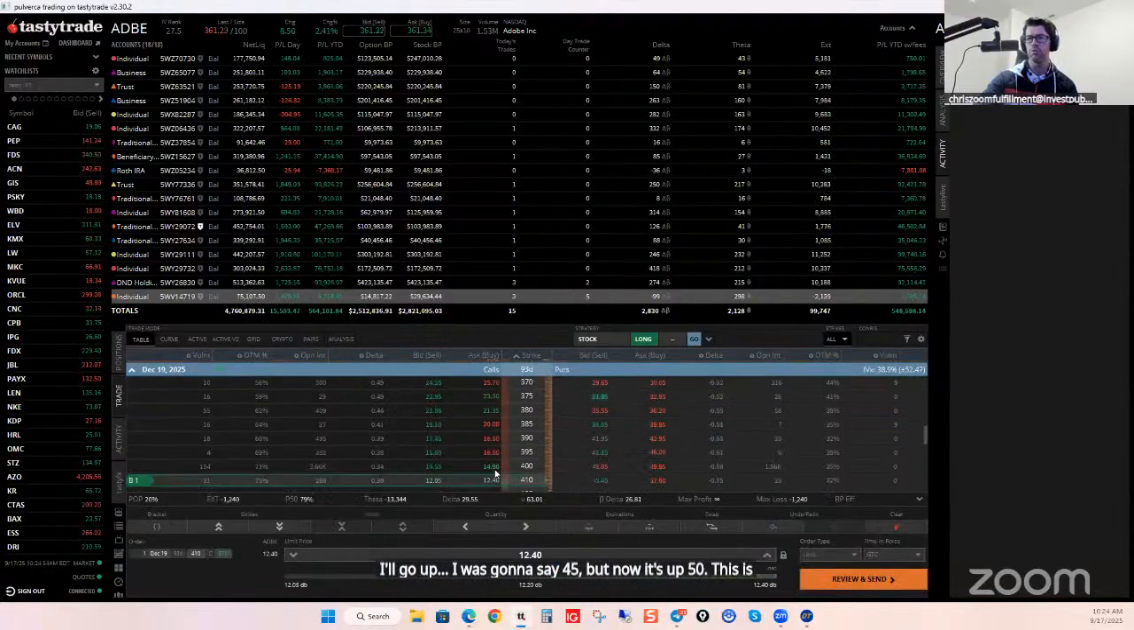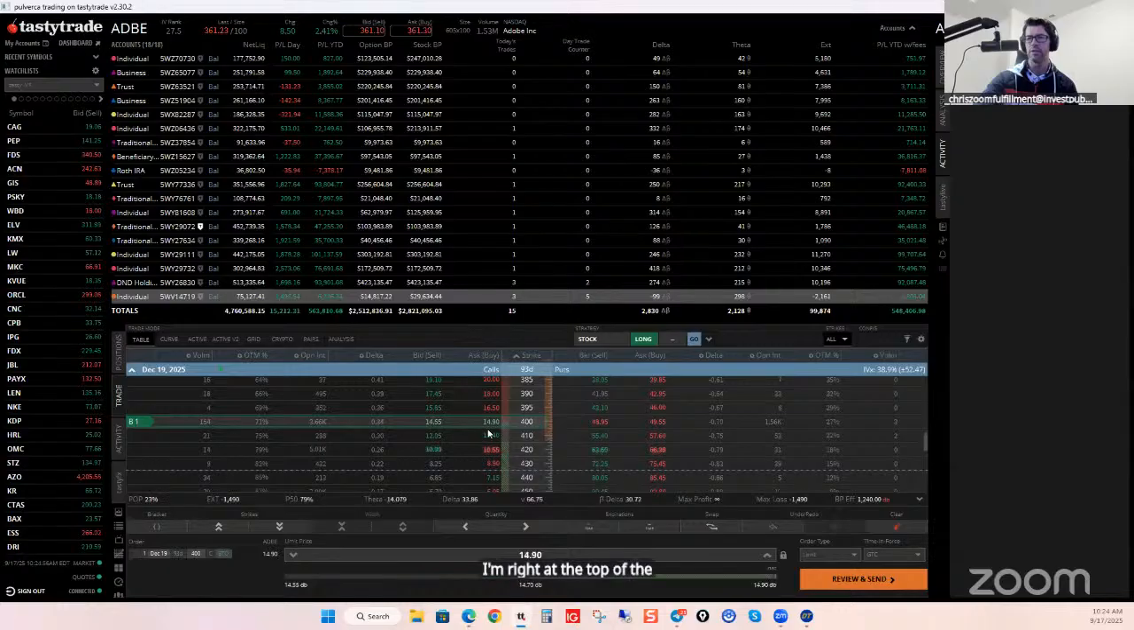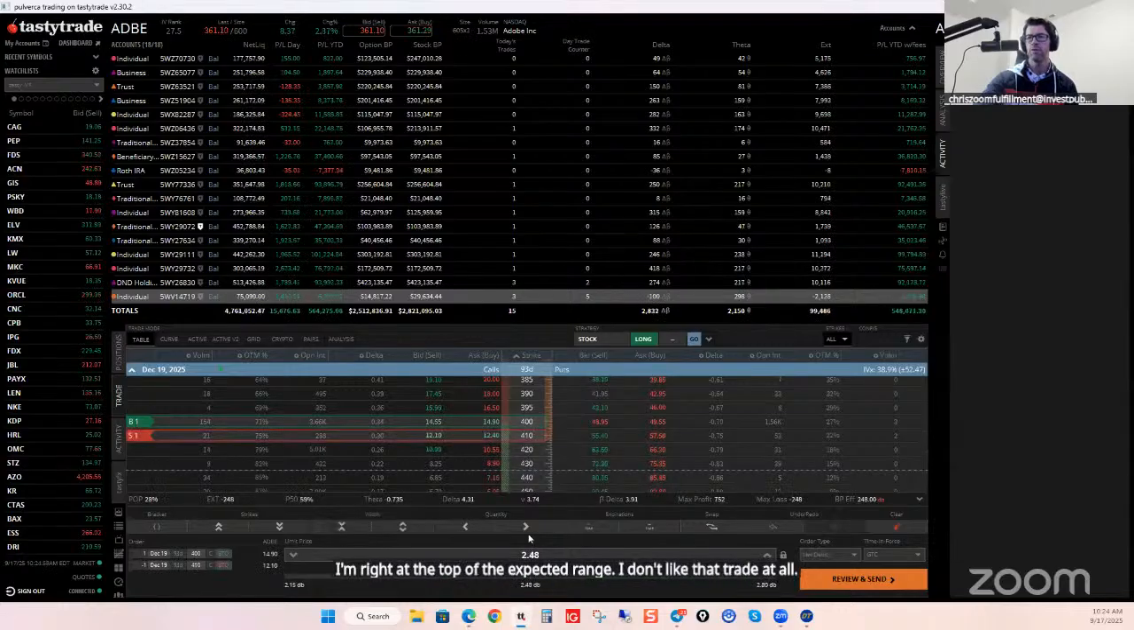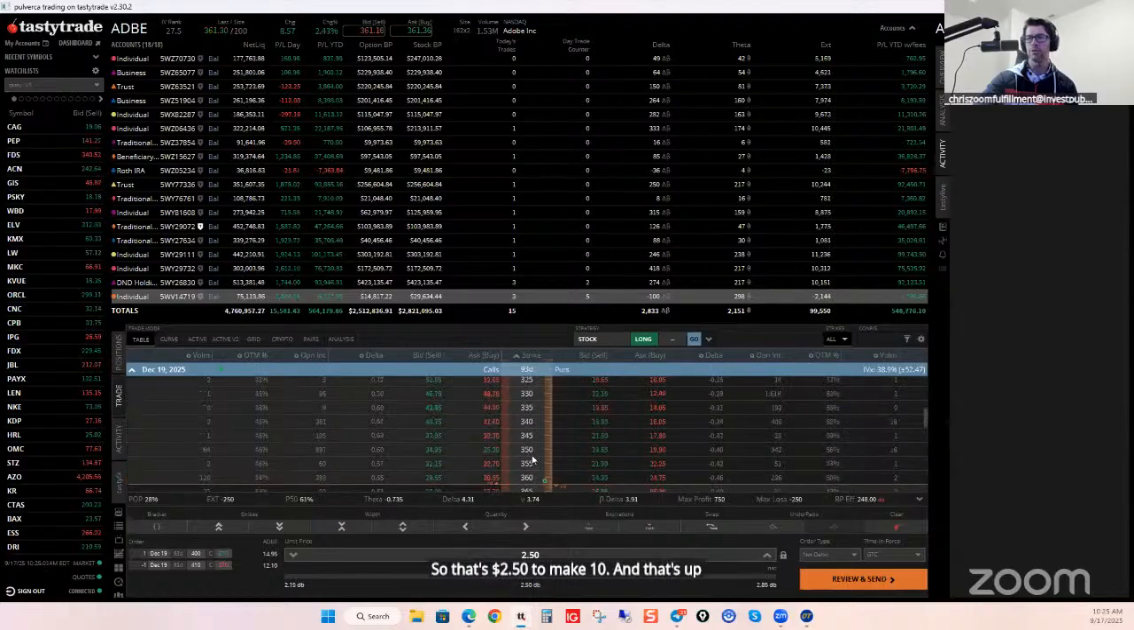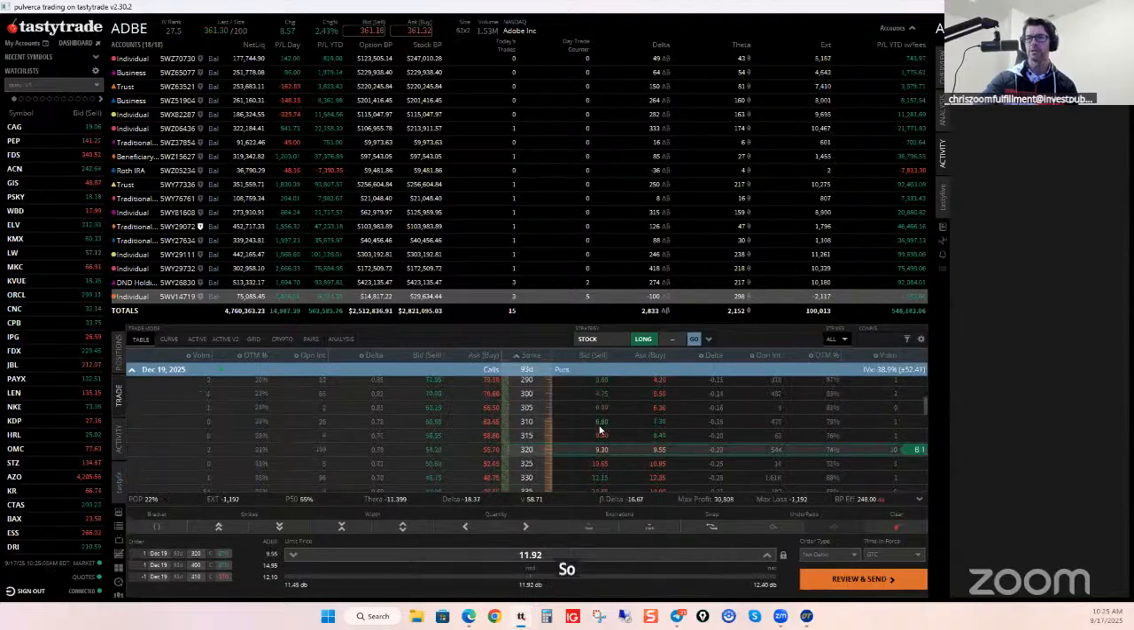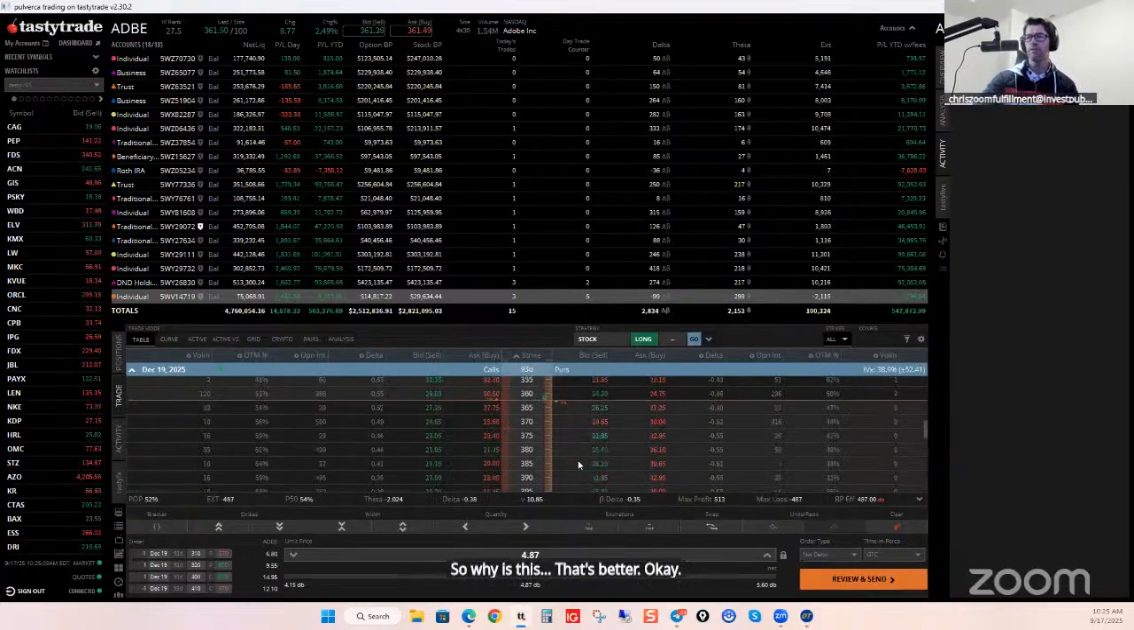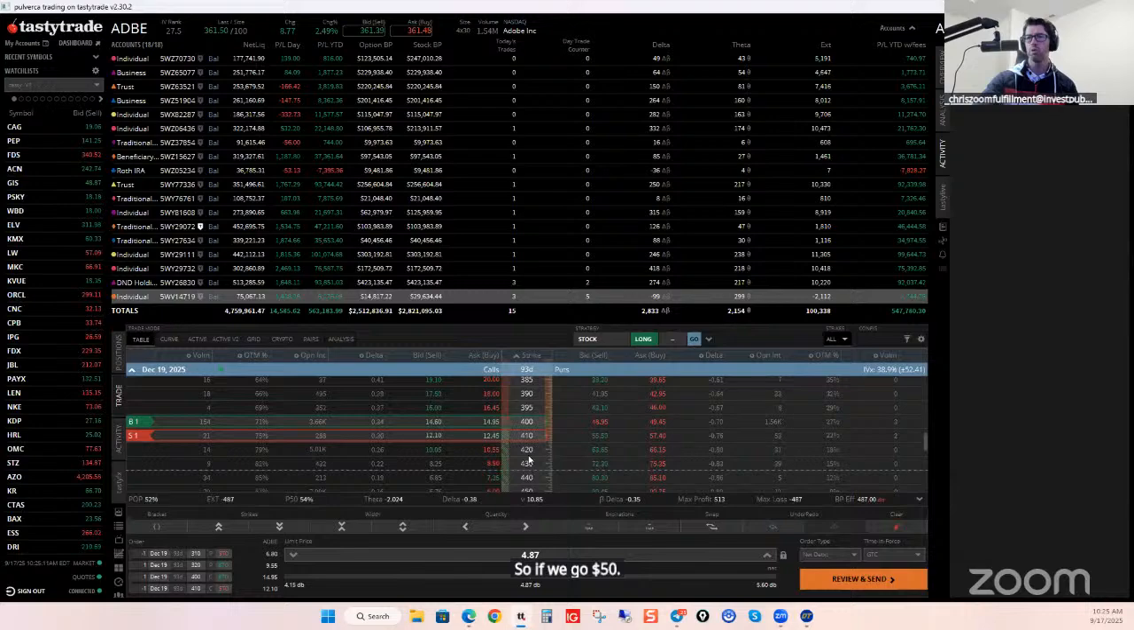This is a $50 move. I'm right at the top of the expected range. I don't like that trade at all. So that's 250 to make 10. And that's up $40. That's better. Okay. So if we go $50, we get to 410, cover the expected move.